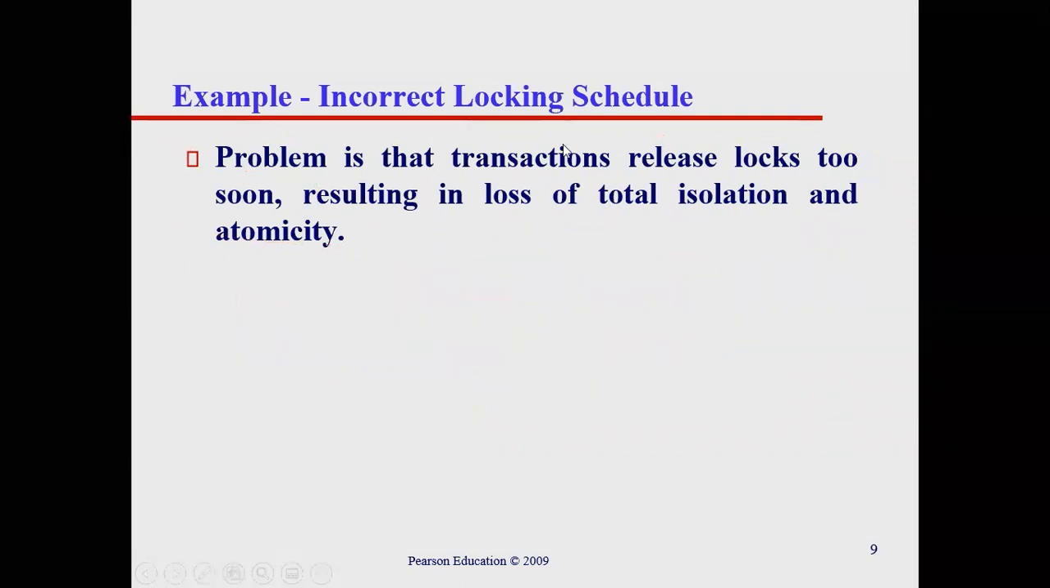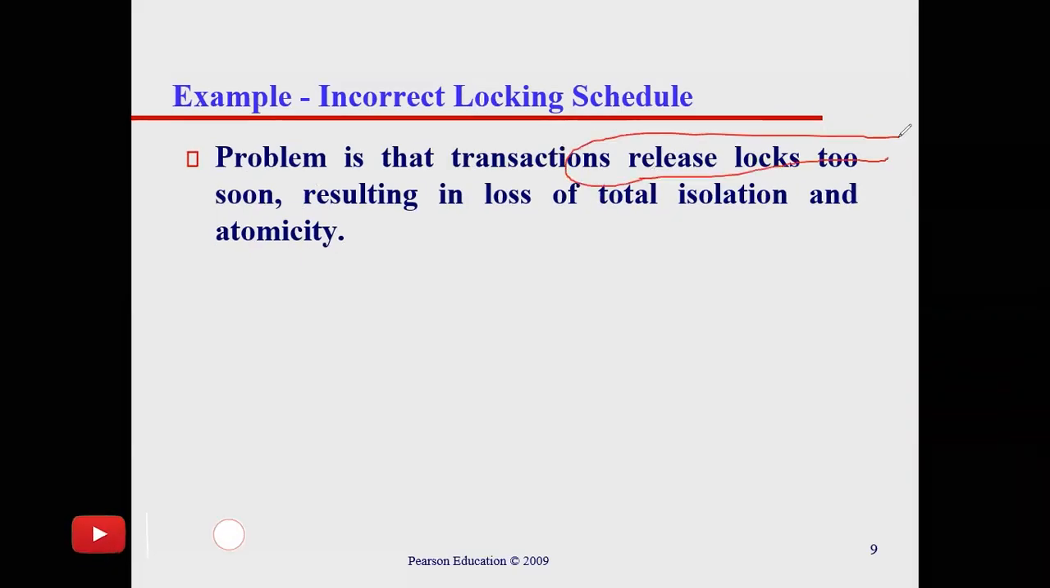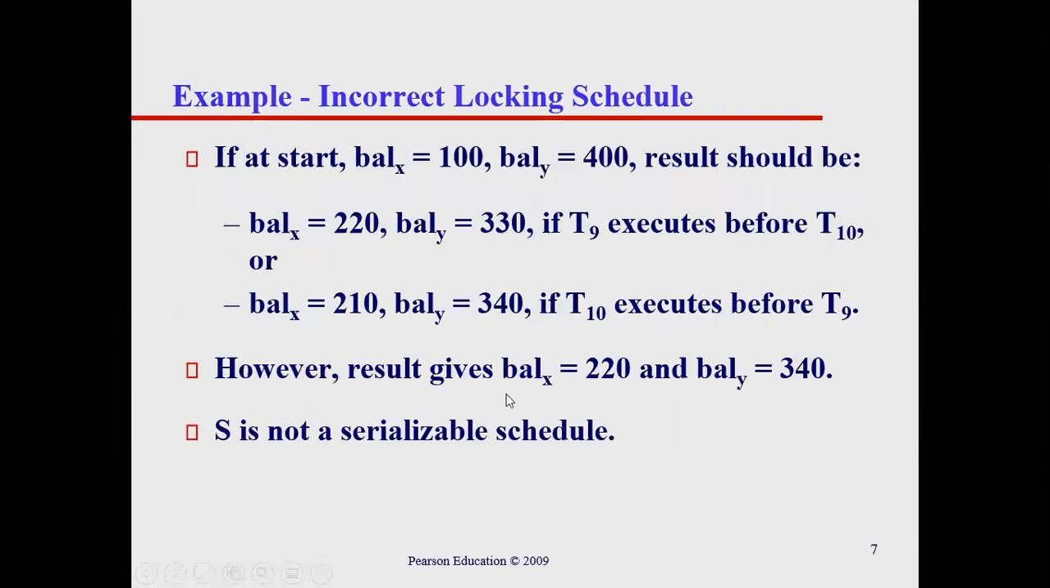Because sometimes this problem can happen, where the locks are released too soon. Sometimes locks are released too soon and the others have not committed. Maybe there is a rollback or some other problem comes. In this case there can be a problem. That's why we call the previous one incorrect locking.